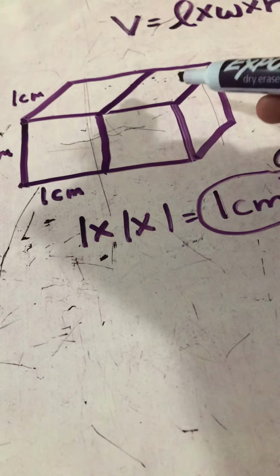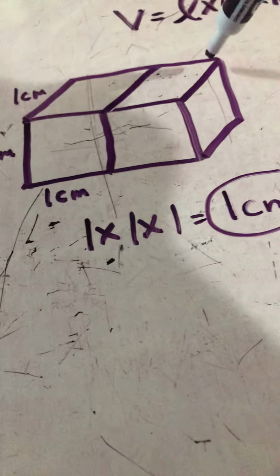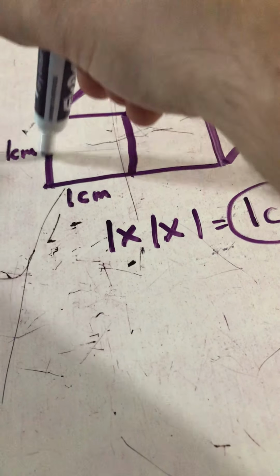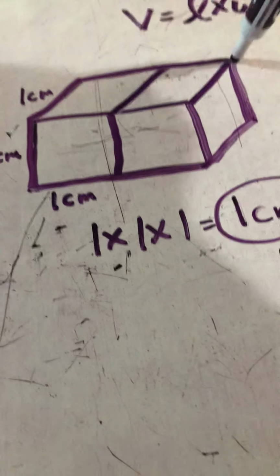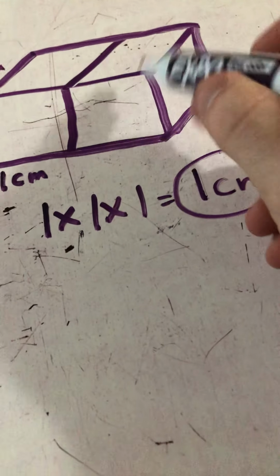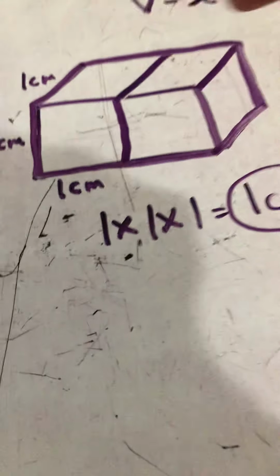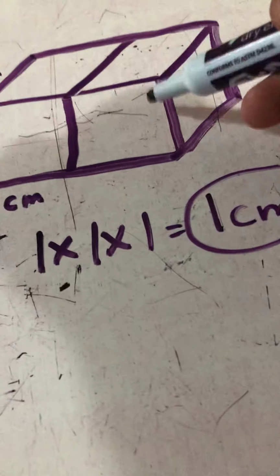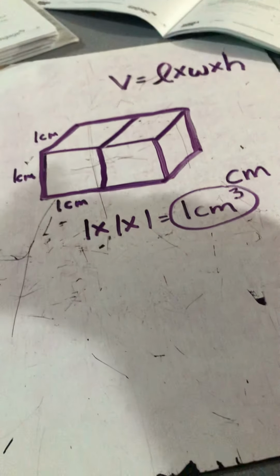Now, what if we have an identical cube next to it? We want to find the volume of this entire object, all right? So if we know the volume of this cube right here, and we have an identical cube right next to it, then you're going to have a volume of 1 centimeter cubed for that one, and a volume of 1 centimeter cubed for that one right there.